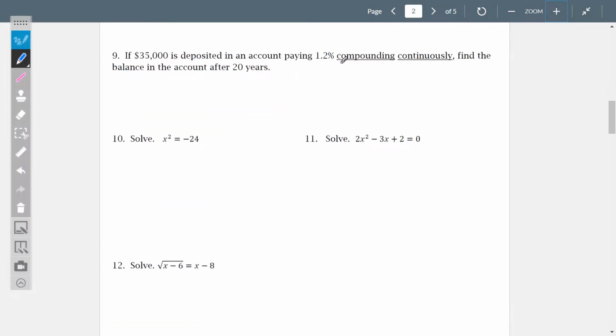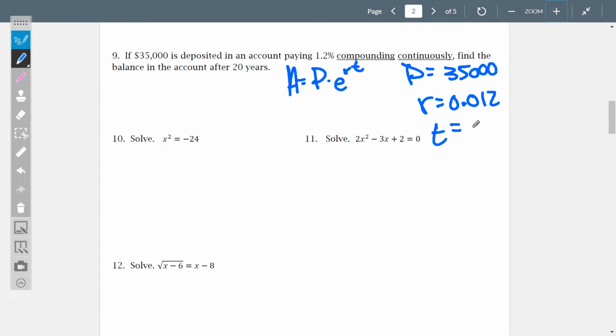$35,000 is deposited into an account paying 1.2% compounding continuously. Find the balance in the account after 20 years. So the compounding continuously formula, A equals P times e to the r times t. A is the final amount, P is the principal amount, which is 35,000. E is Euler's number, r is the rate as a decimal, so 0.012 would be 1.2%. T is the time period, so 20 years. So A is equal to 35,000 times e to the 0.012 times 20.